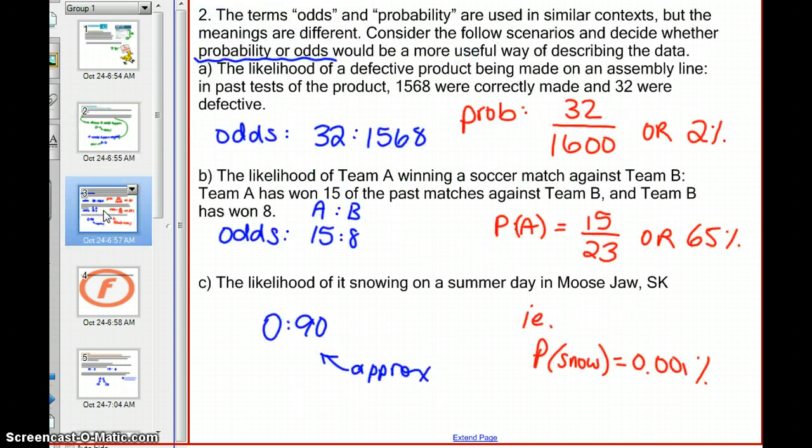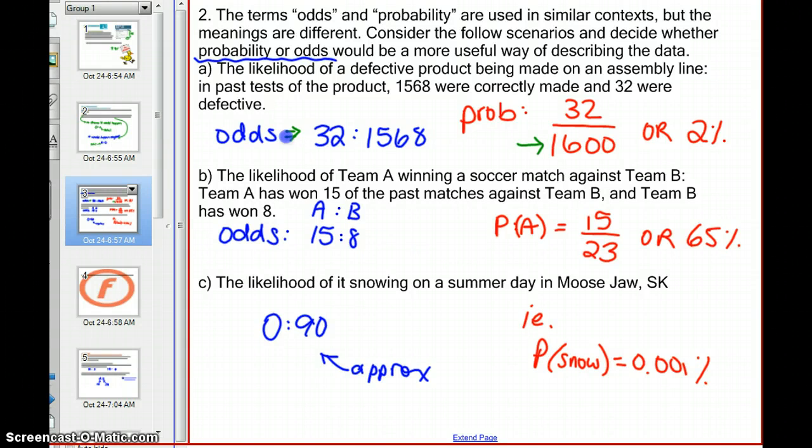The terms odds and probability are used in similar contexts. So here let's determine which would be used for each case, probability or odds. A, the likelihood of a defective product being made on an assembly line. Past tests, 1,568 were correctly made and 32 were defective. So if you write that as odds, you get 32 defective versus 1,568 not defective. You could also write this as 32 over 1,600.